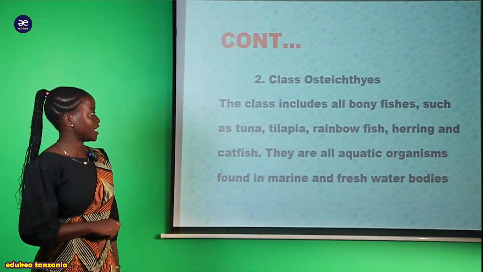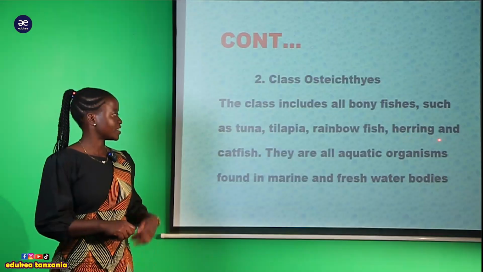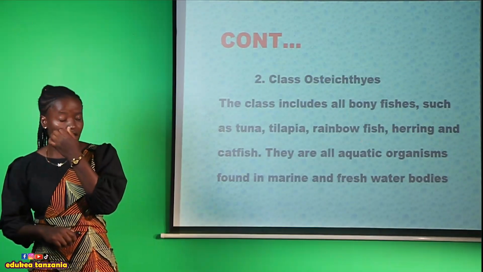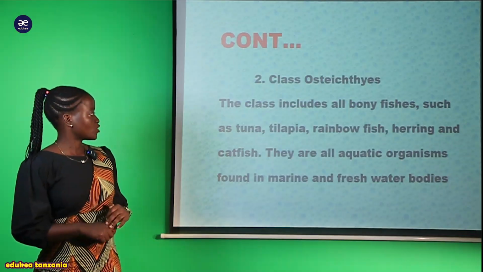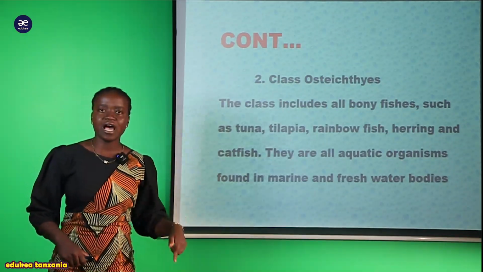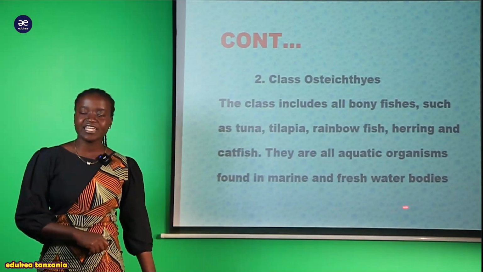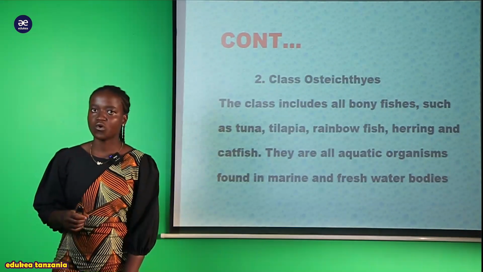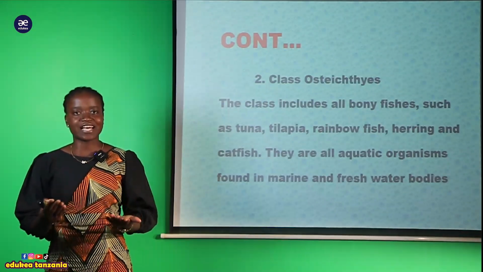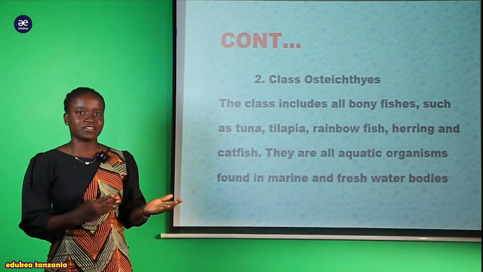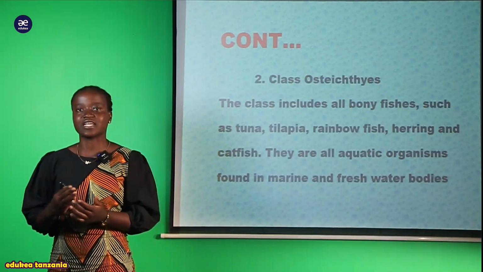And a good example here we have seen: we have tuna, we have tilapia, we have a rainbow fish, we have the herring, and also we have the catfish. All of them, they are found within the class Osteichthyes. But also this organism, all of them, they are in an aquatic environment. They are found both in the marine and in the fresh water. So my student, for more clarification to discuss the distinctive features of this organism, mainly Osteichthyes, we are going to discuss this in the next part.